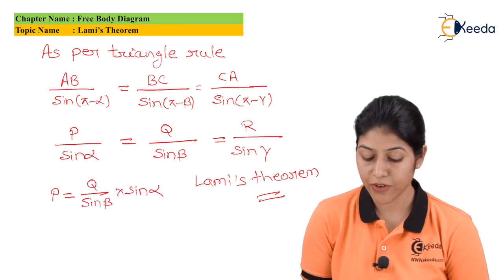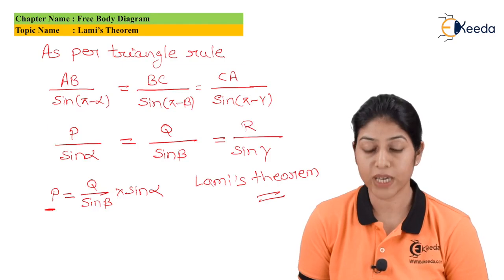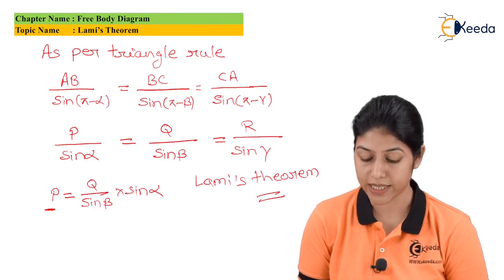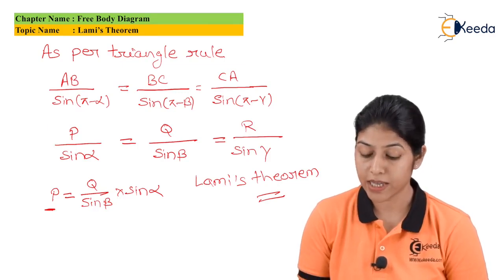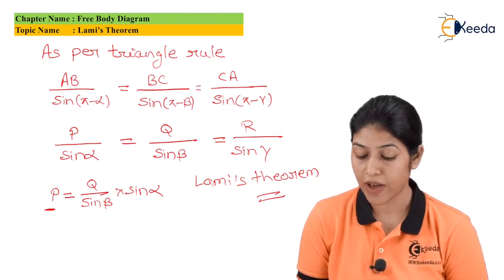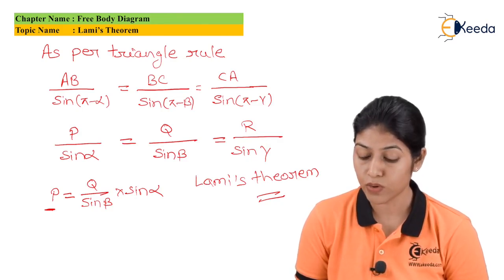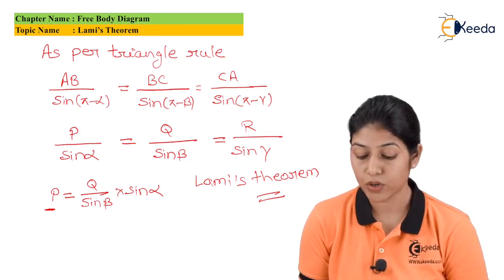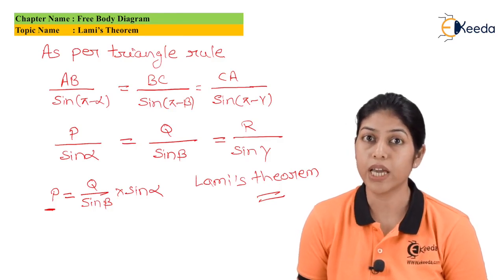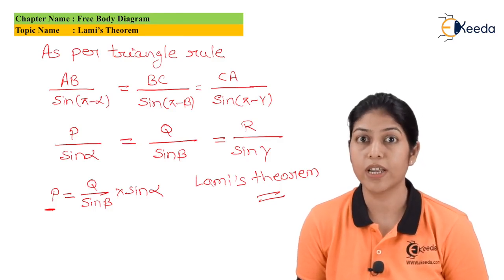an equation like this, and we can find the value of P. So P will be what? It will be Q by sine beta into sine alpha. Similarly, if we want to find the value of R, we can write R equals, in terms of Q, Q by sine beta into sine gamma. So we can equate two terms and find the unknown values. So this is about Lamy's theorem.